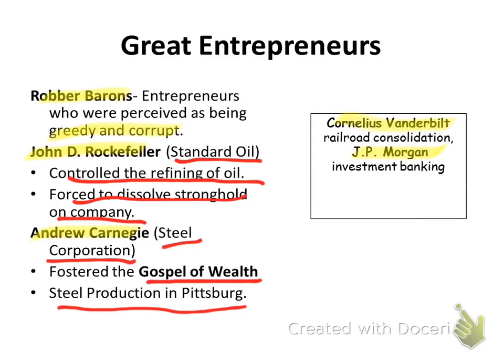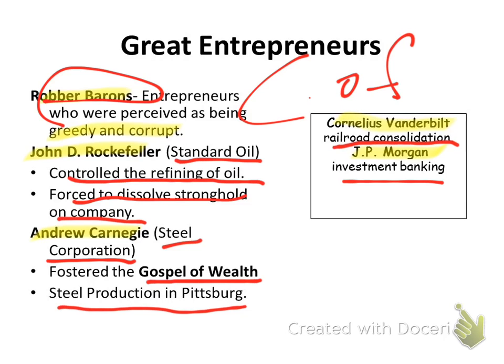Cornelius Vanderbilt started with shipping and then moved into railroad consolidation. J.P. Morgan, investment banking. All four of these men were robber barons, captains of industry. They all donated millions upon millions of dollars to schools, hospitals. They built libraries, universities, on and on and on.